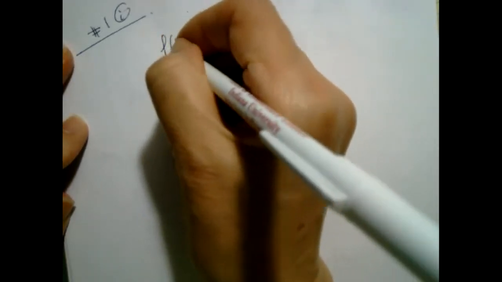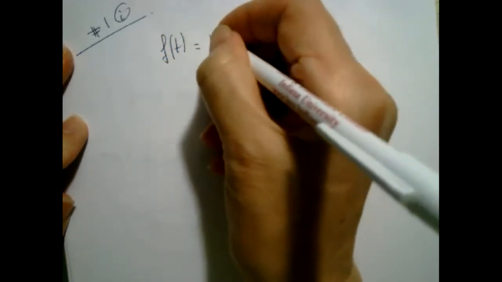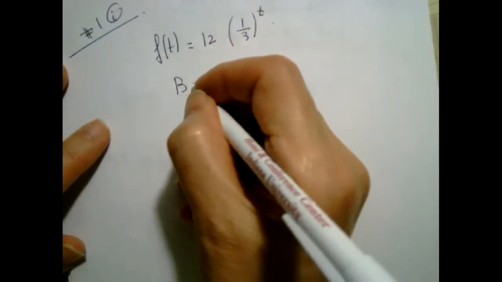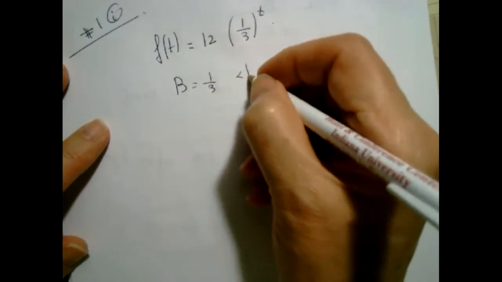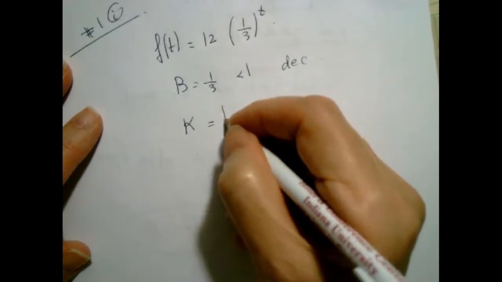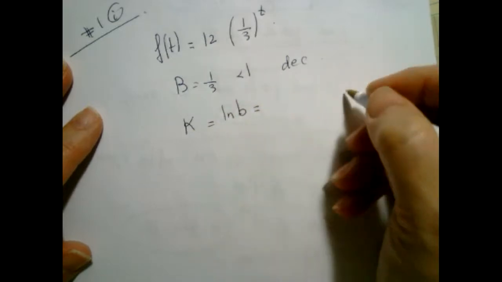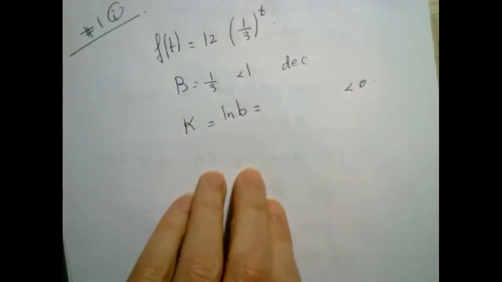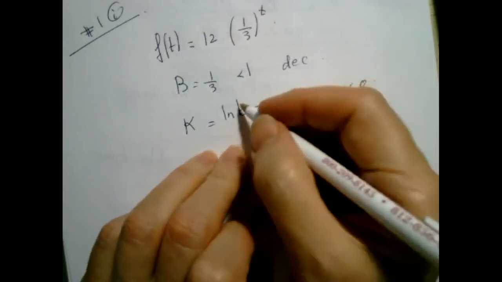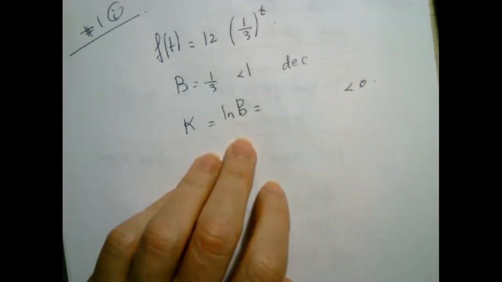Okay. So here again, it's the same type of problems. F of t is 12 times a third to the power t. Here they gave me the b, which is a third, less than 1. It means decreasing. And they want me to find the k. The k is the ln of b. And the k has to be negative because, as I said last time, positive k gives me increase, negative k gives me decrease. So k is going to be ln of 1/3.